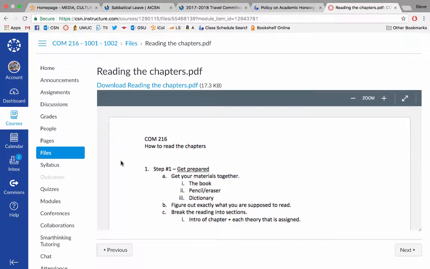So if you just sit down and read the chapters like you would read a novel, that's not going to help you prepare for the quizzes or the exams. You really need to dig into these chapters, break them down, and figure them out. Okay, so let's say you feel like you're ready. You've read the chapter, you've got your reading notes, you're ready to move on.